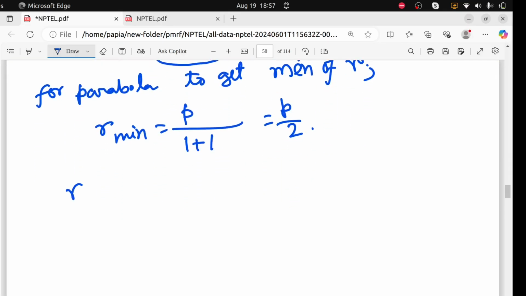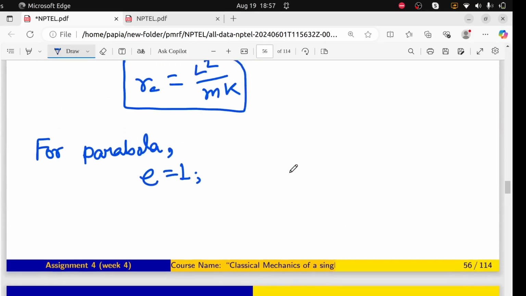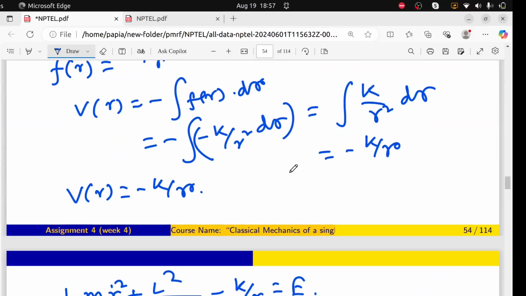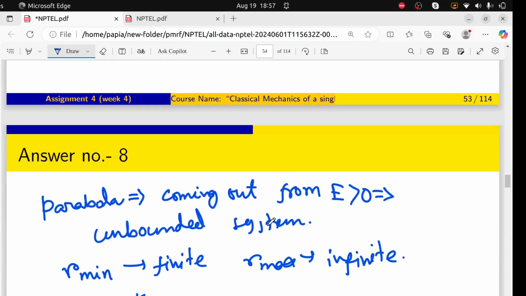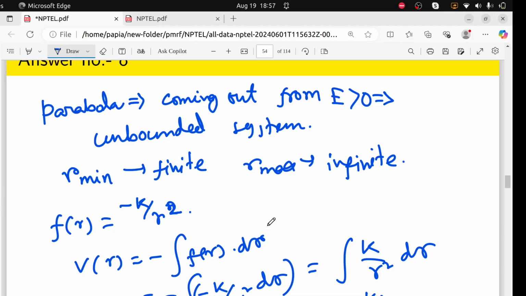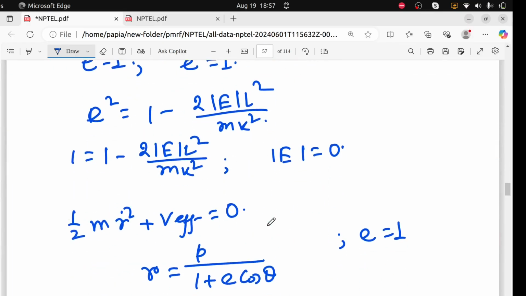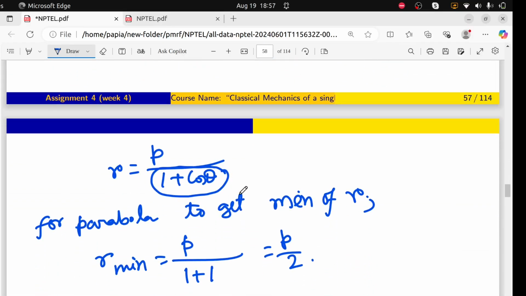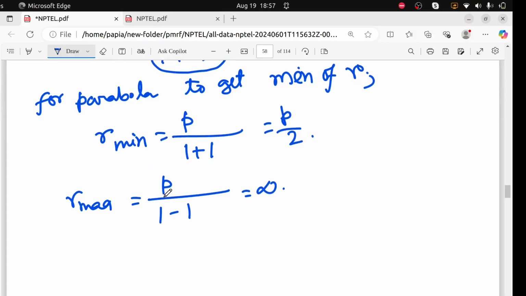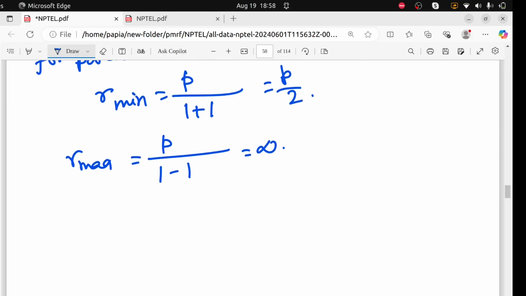And what about R max? R max is P by 1 minus 1, which is infinite. As I already told, for the parabola, coming from E greater than 0, an unbounded system, r minimum is finite but r maximum is infinite. So it is also coming from that equation, r equals P by 1 plus cos theta with e as 1. So R max is giving us infinity, but r minimum is giving us P by 2. This is nothing but RP in that question.